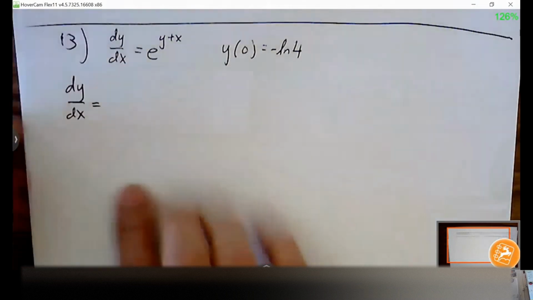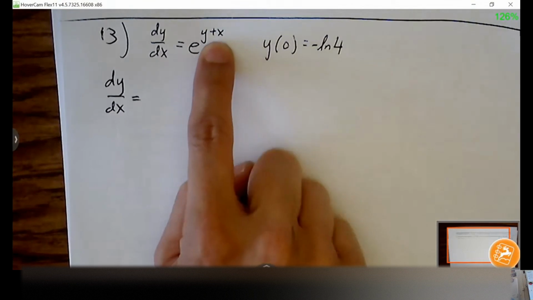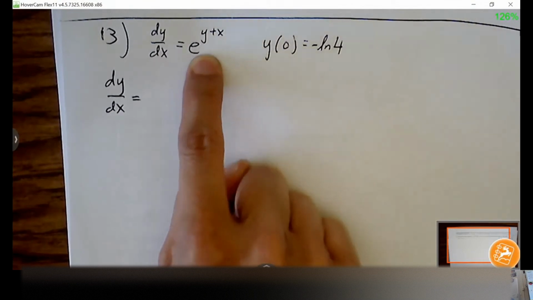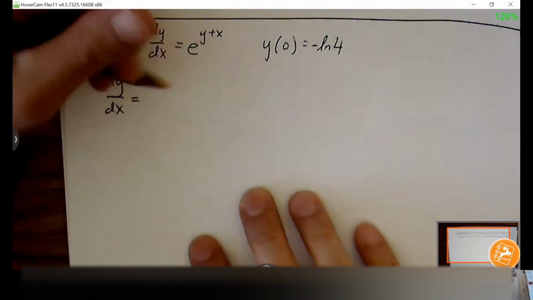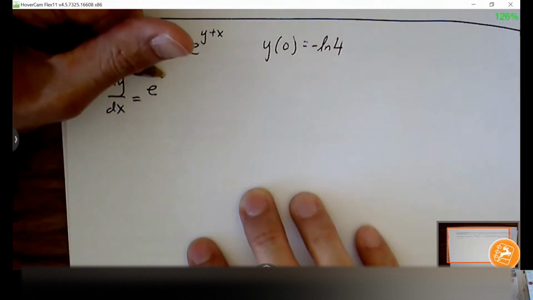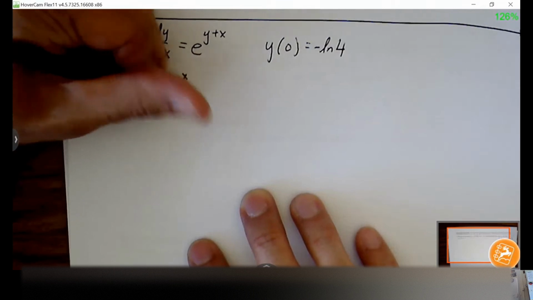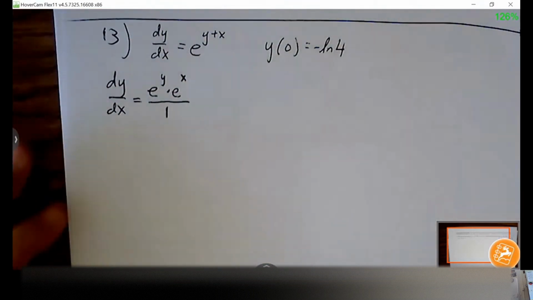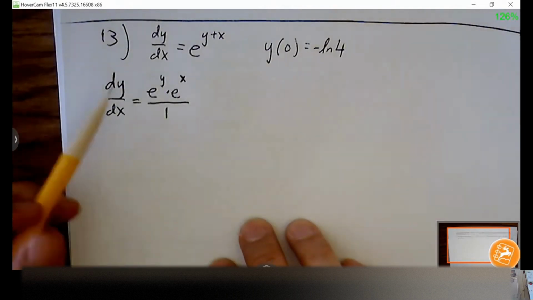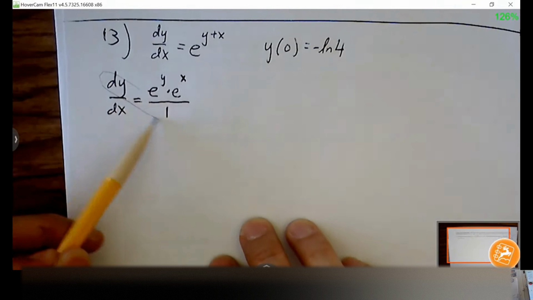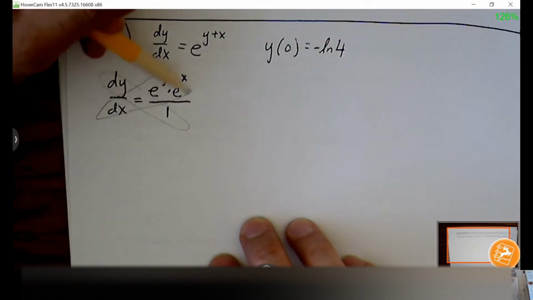So the first thing I see is, okay, it's going to be a lot easier for me to work with this if I can split this up into each individual component. So we're going to rewrite this as e to the y times e to the x. And while I'm doing that, I'm also going to force this into a fraction so I can just cross multiply. Separation of variables may not be complete after I cross multiply, but it will get my dy and dx's in their right places.